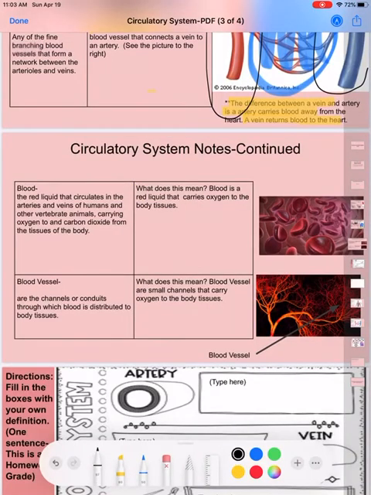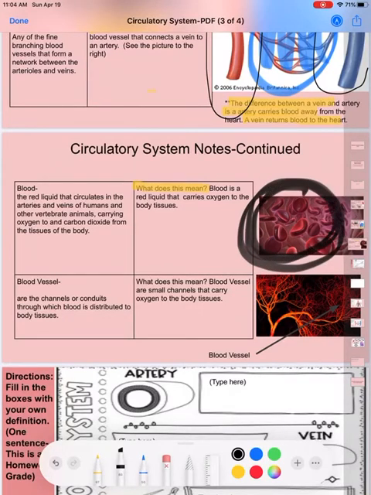Next we have our blood. Blood is in our whole entire bodies. It's the red liquid that circulates in the arteries and veins of humans and other vertebrate animals, carrying oxygen to and carbon dioxide from the tissues of the body. So what does this actually mean to us? Blood is a red liquid that carries oxygen to the body tissues. This is what blood looks like on the inside.